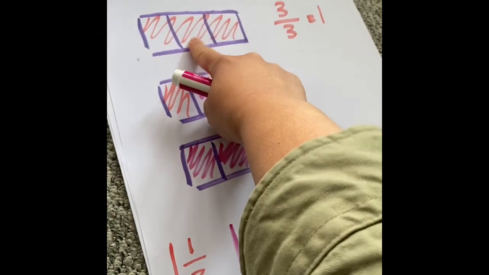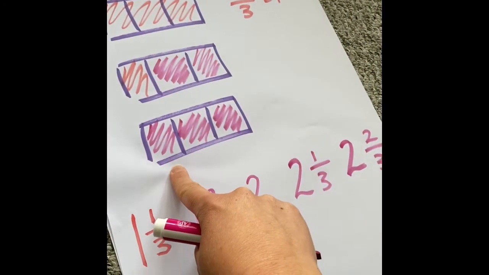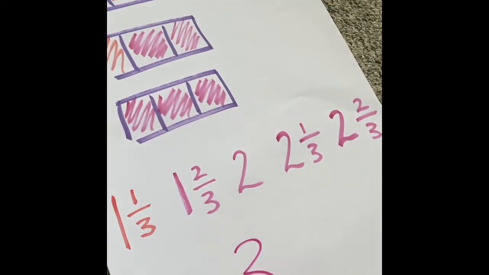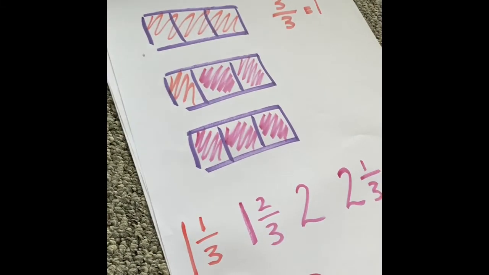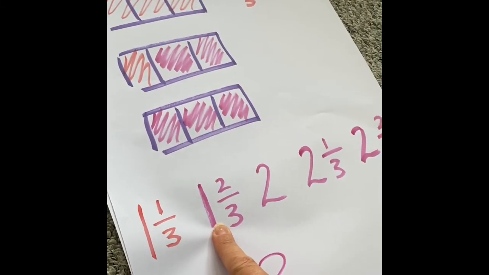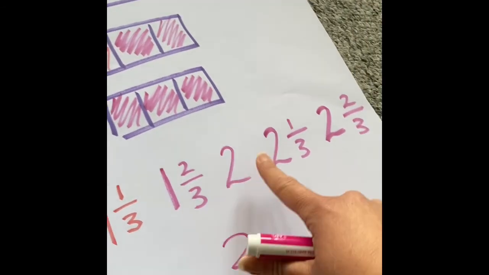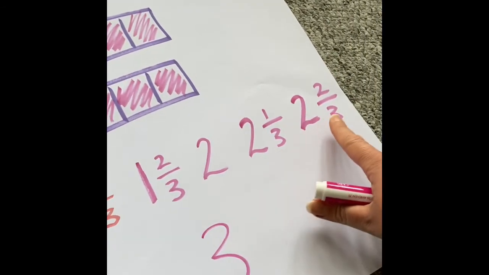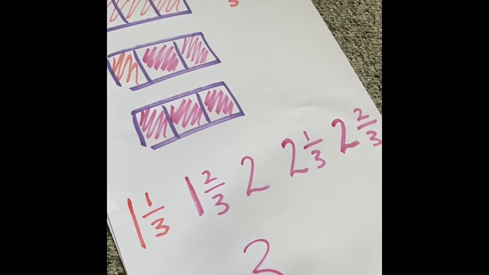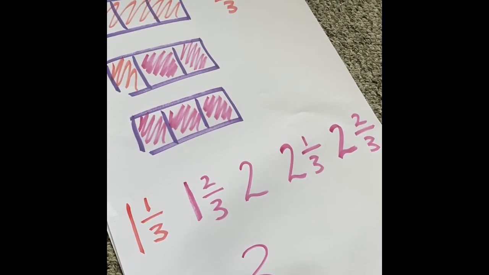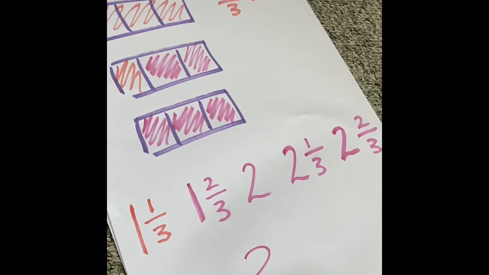So I've got 1 whole, 2 whole, 3 whole. I couldn't fit it up here. So when we're counting, it would be 1 1/3, 1 2/3, 2. 2 1/3, 2 2/3, 3. Give it a go. Give Miss Lightowler or myself a shout if you need any further support.